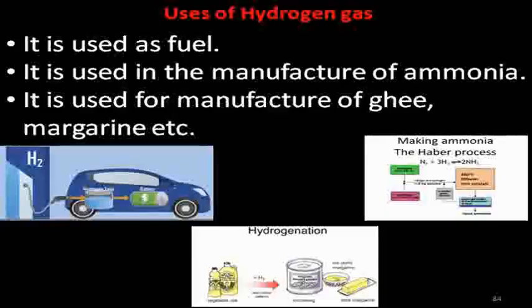So hydrogenation, for hydrogenation of oil. Hydrogenation means adding hydrogen to oil, converting unsaturated oil into saturated fat. So that is hydrogenation. By passing hydrogen, we can convert vegetable oil, any edible oil, into vanaspati or dalda. And in order to produce even ghee, it is also useful.